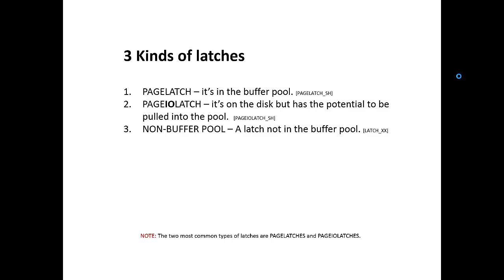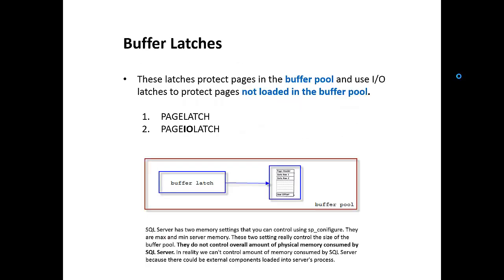And then there are some non-buffer pool latches. There are a lot of them, so we won't focus on those, but it's a latch that's not in a buffer pool. So the two most common types of latches are page latches and page I/O latches. So we're going to see those the most. Just a little aside there on the note. All right, so let's talk about the buffer latches, the two most common. They're used to protect the page in the buffer pool, and the I/O latches are used to protect the pages not loaded into the pool yet.